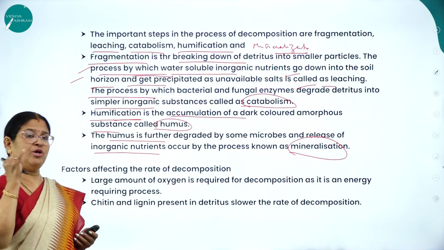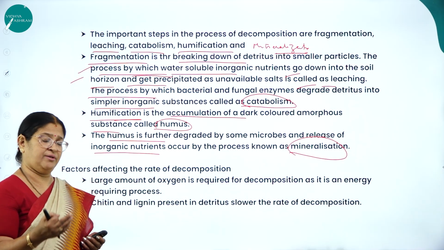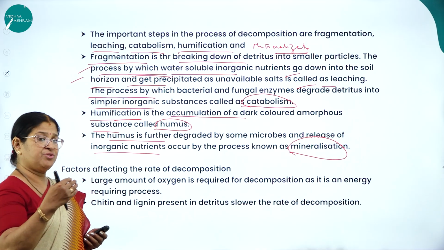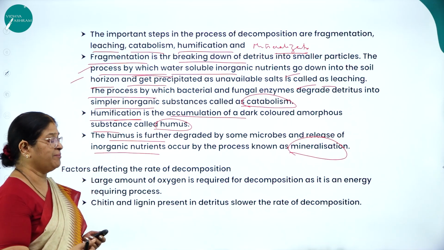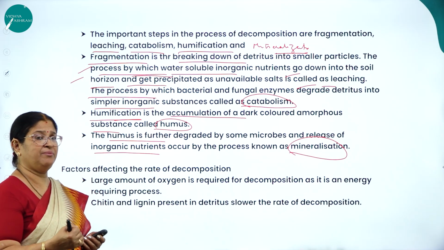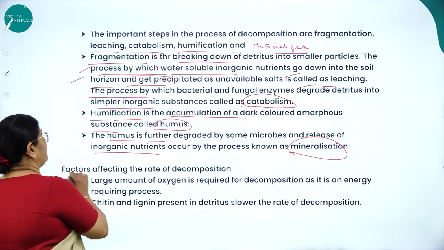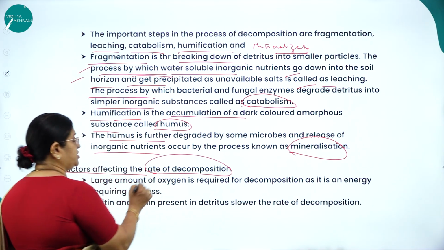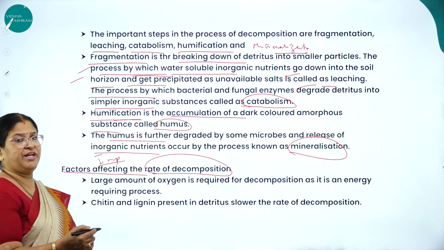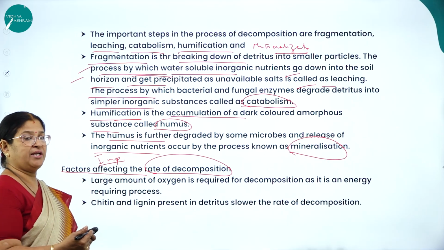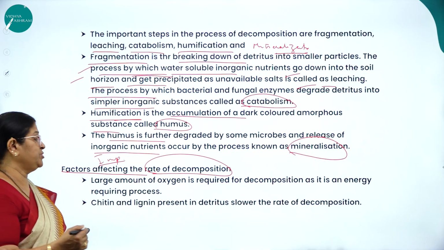So you have understood what is decomposition, what is detritus, what are detritivores or dirt eaters, and you have understood the 5 steps involved in the process of decomposition, that is fragmentation, leaching, catabolism, humification and mineralization. Very important is what are the factors that affect the rate of decomposition. This is also important, along with the concept of decomposition and the steps involved in the process.